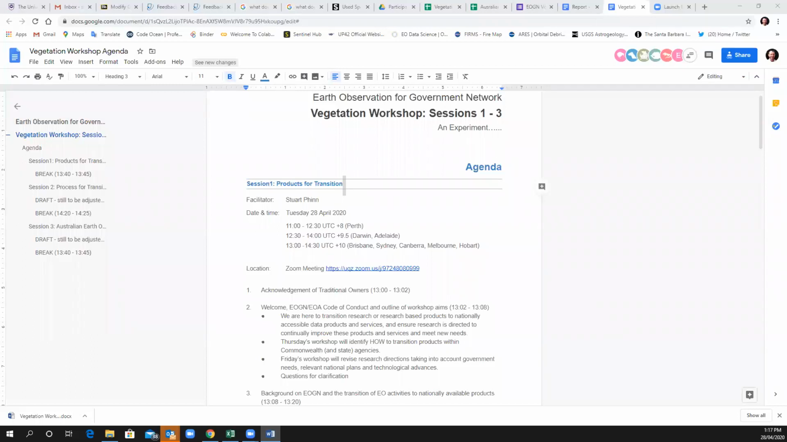I'm Sean Levick, also CSIRO, but based up in Darwin. I'm a remote sensing ecologist, working mostly with LiDAR and radar in the carbon and biodiversity space. Thank you. Thanks, Sean. Wendy Thompson.